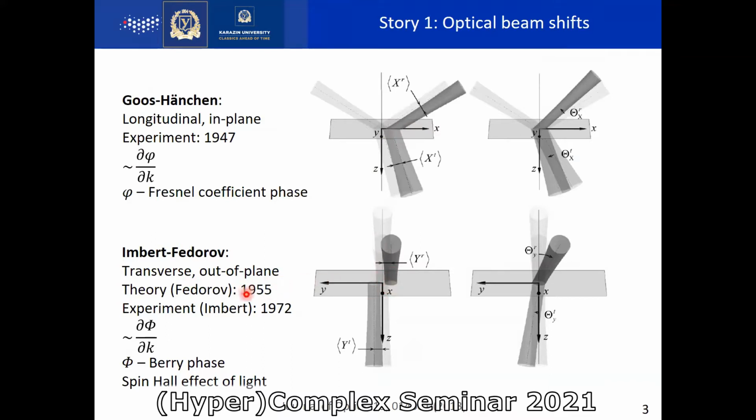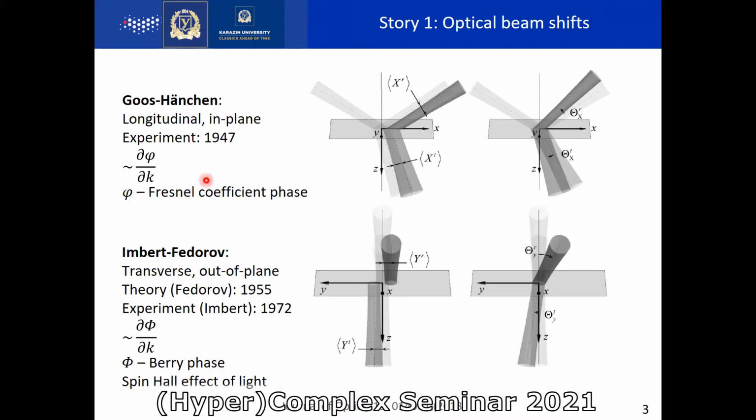It was theoretically predicted in 1955 by the Belarusian physicist Fedorov, and then experimentally discovered by Imbert. And it is proportional to the gradient of the Berry phase, and the very popular phenomenon today, which is widely studied, the so-called spin Hall effect of light, or photonic spin Hall effect. It's just a partial case of the Imbert-Fedorov shift.